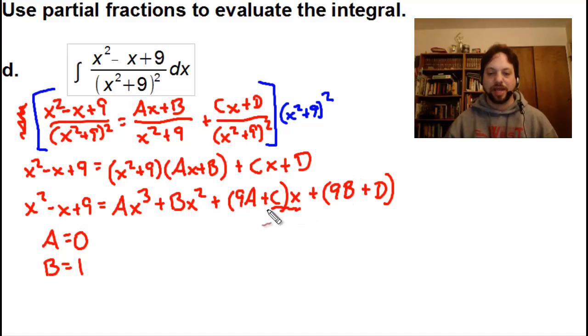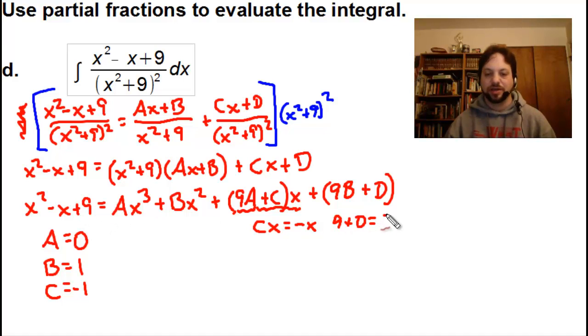So if I take a look at my x, this is going to have to equal negative 1x. Well, fortunately, I already know what a is. A is 0. So this is simply 9 times 0 plus cx is going to equal this negative x. Well, I now know that c is negative 1. And finally, this term right here is going to be my constant. I already know that b is 1. So this is going to say 9 plus d equals the constant, which right here is 9. We just found out that d is 0. Fantastic. So this partial fraction decomposition actually ends up being rather nice.